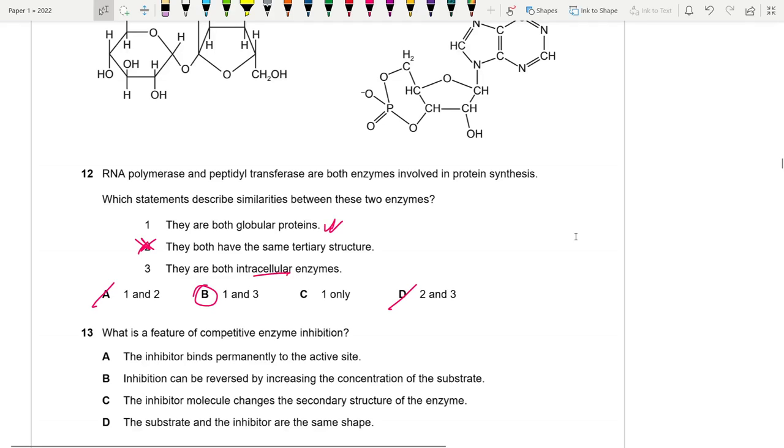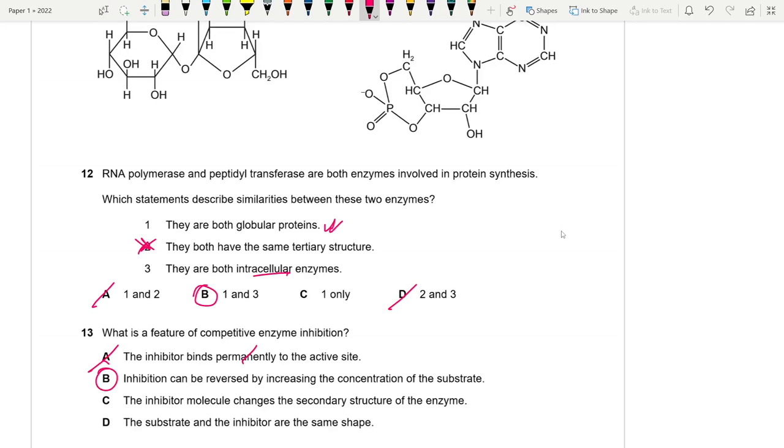Okay, so for 13, what is a feature of competitive enzyme inhibition? Basically, it is reversible. It does not bind permanently to the active site. It does bind to the active site, but reversibly. That's the essential feature. And it can be reversed by increasing the substrate concentration. That is exactly why the answer is B.